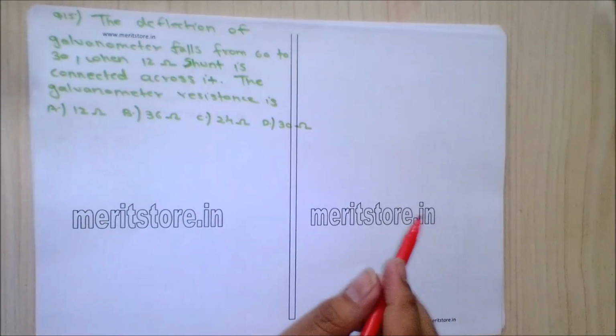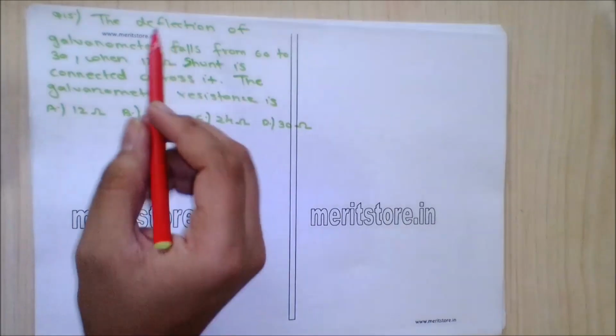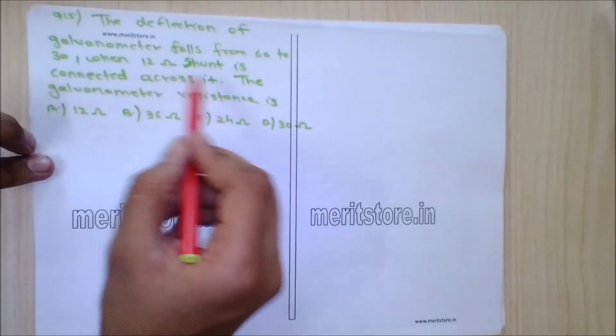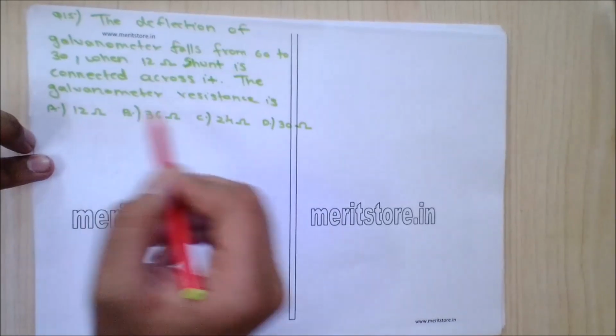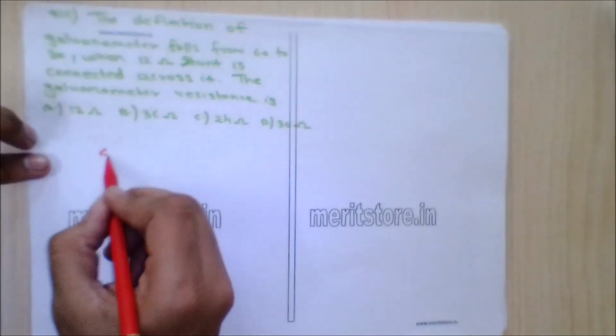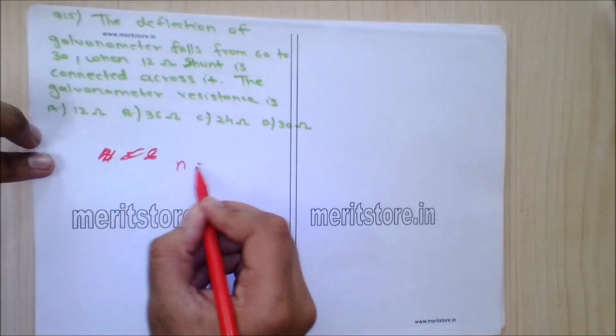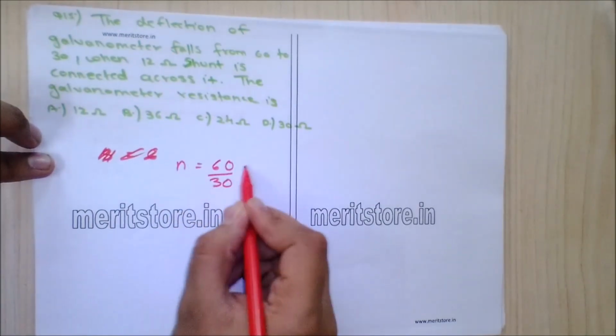Question number 15. The deflection of galvanometer falls from 60 to 30 when 12 ohm shunt is connected across it. The galvanometer resistance is. Instead of shunt we can use N, which is equal to 60 by 30, which is equal to 2.